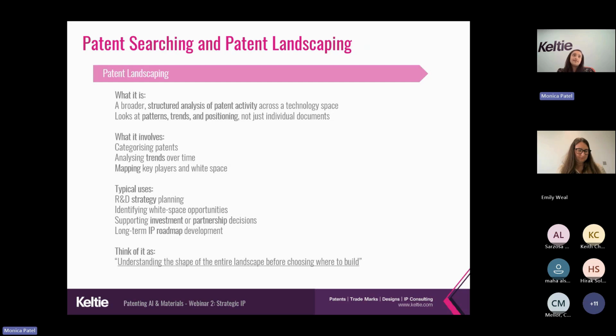So patent landscaping can be used as part of developing your R&D strategy. It can also be used to identify white space opportunities, support investment, as well as developing a long-term IP roadmap. And so rather than understanding the specific patent documents that are out there, which is what patent searching does, patent landscaping is more about understanding the shape of the landscape before choosing where to build, which inventions to focus on, and where to progress.